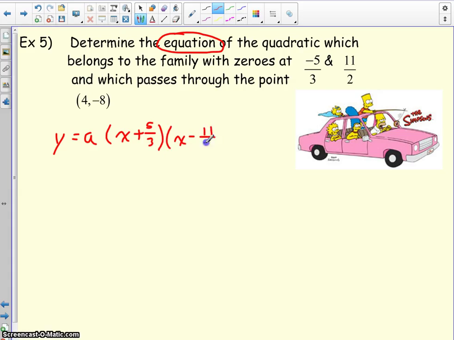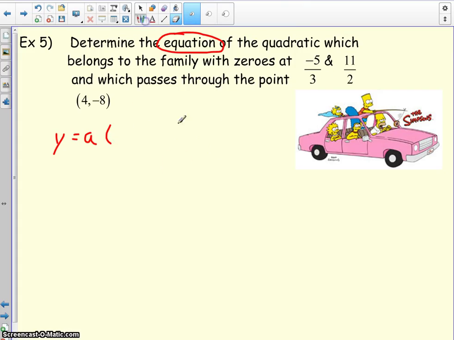Okay, and the way that would work is if we put negative 5 over 3 in here for x, we get 0 inside the bracket. And 11 over 2 into this, we get 0 for the bracket. However, it's not really proper to have fractions inside your different factors for factored form. So we actually want to try and take a different approach to this. We're not going to want to do this.